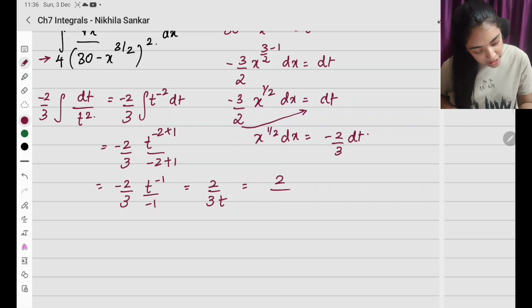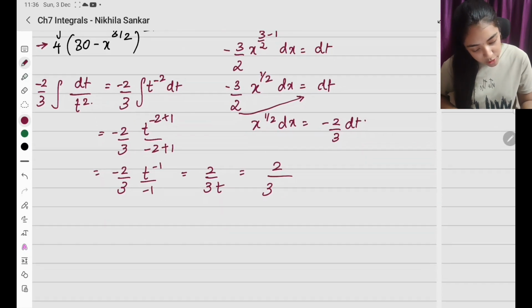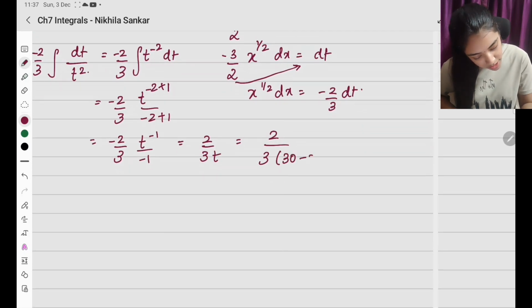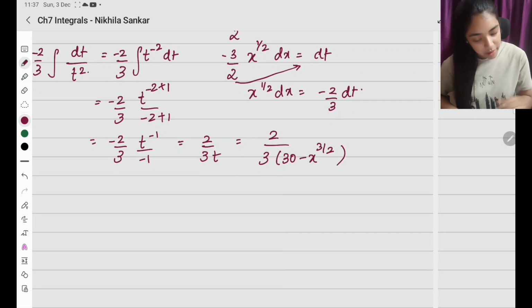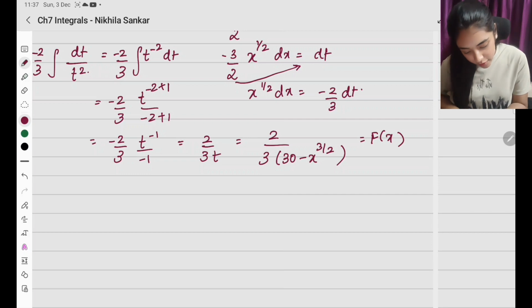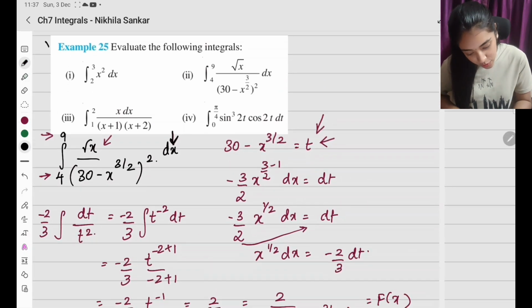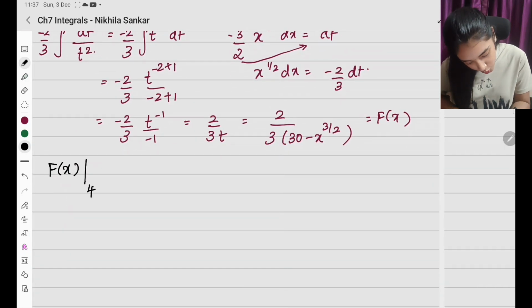But what is my t? It is 2 by 3 times t, which is going to be 30 minus x to the power 3 divided by 2. So, this is going to be my f of x. Okay. Now I am going to substitute the limits into f of x. So, f of x, when I substitute the limits, what are the limits? 4, 9. 4 and 9.